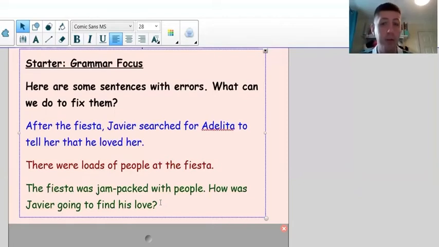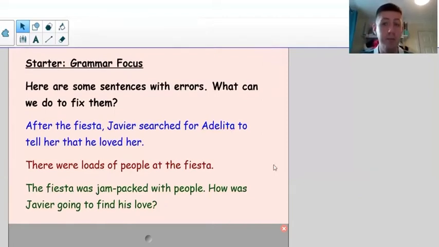Did you notice all of those mistakes? Were you able to fix them as well? Hopefully you were. And hopefully you can see now that it's important to proofread your work to make sure that there's no mistakes once you have done it.